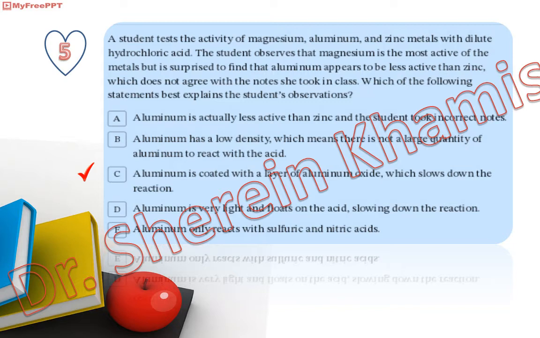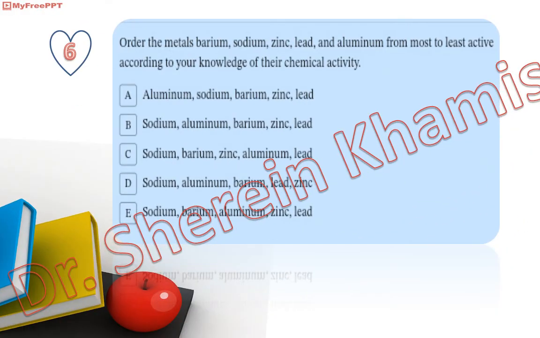Okay, let's go into question 6. Question 6 says, order the metals barium, sodium, zinc, lead, and aluminium from most to least active according to your knowledge of their chemical activity. We have different orders, as we know. We want to go from the most active metal to the least active one. We will start with sodium in B, C, D, and E.